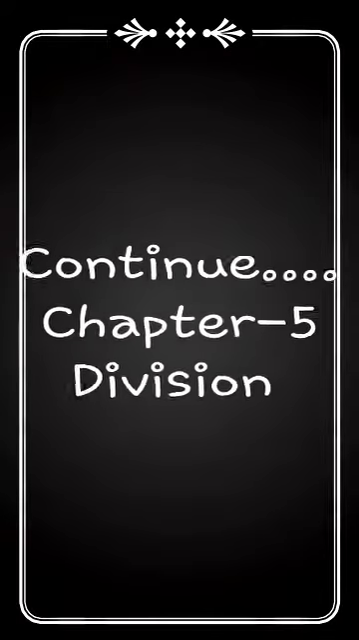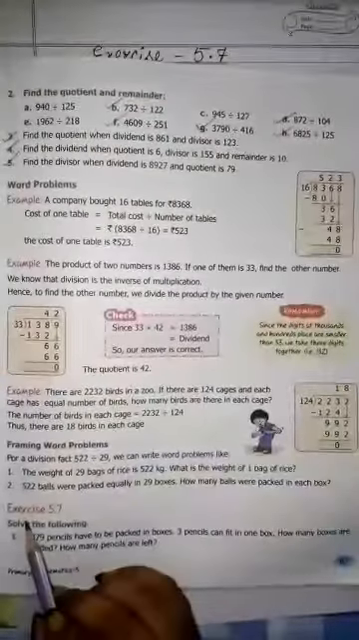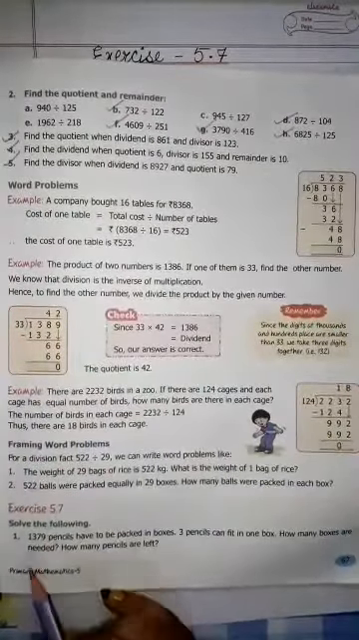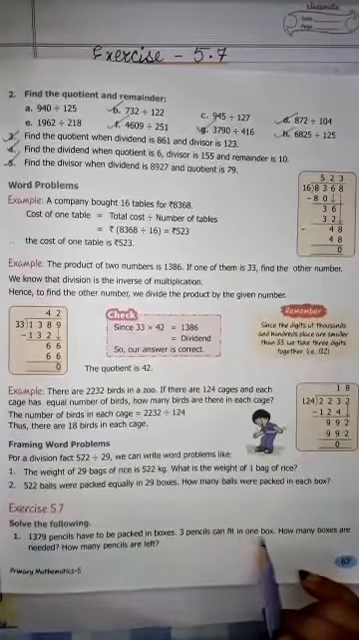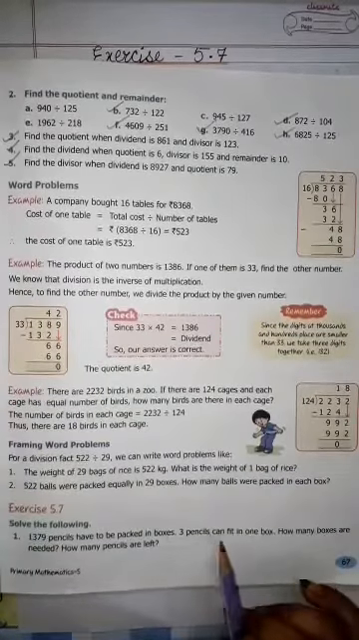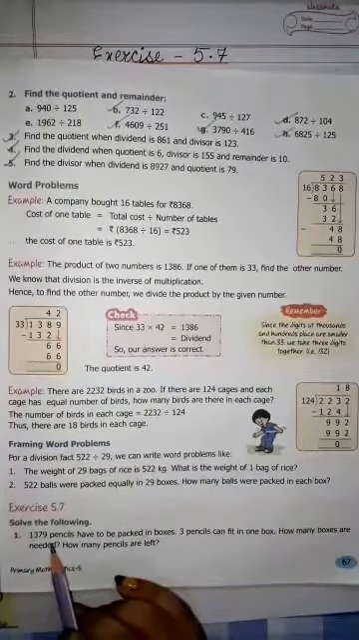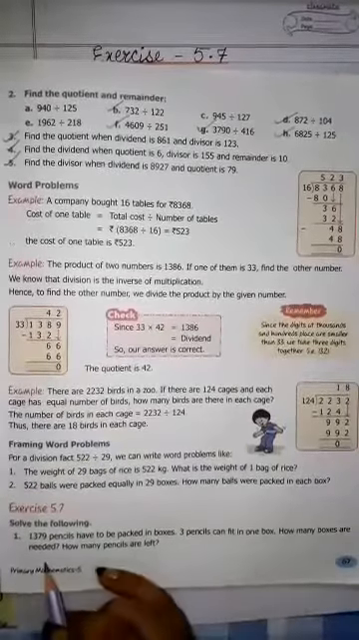So, let's continue our chapter 5 Division. Children, see the exercise 5.7, question number 1. 1379 pencils have to be packed in boxes. 3 pencils can fit in one box. They are saying that in one box they can fit 3 pencils and the total number of pencils is this. How many boxes are needed? You have to find the total number of boxes.